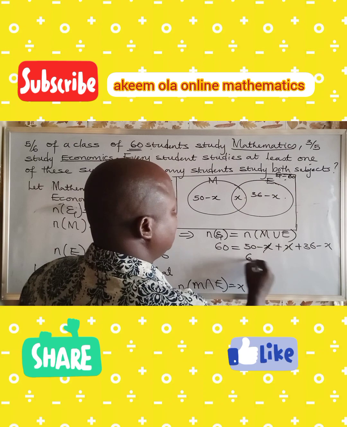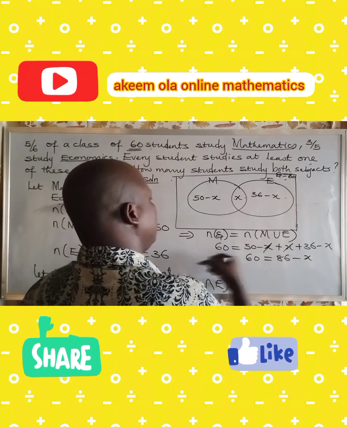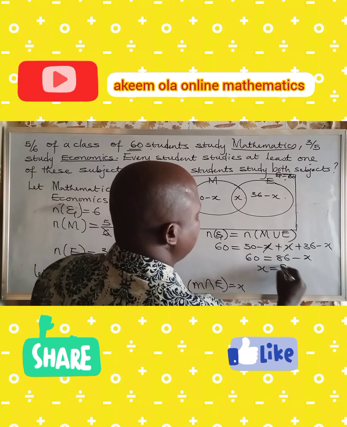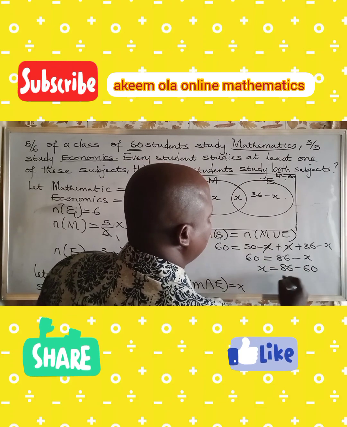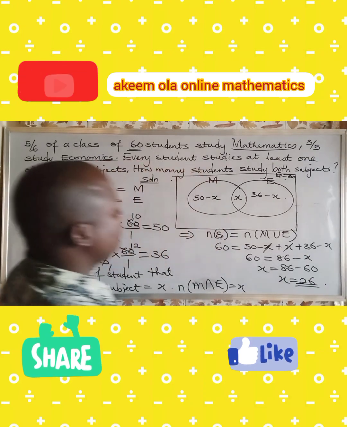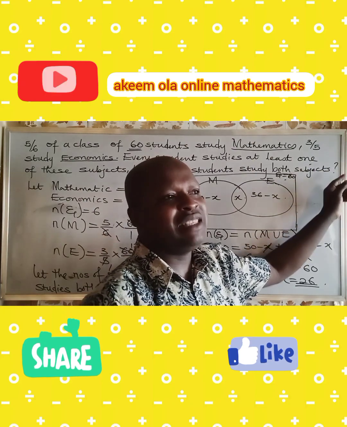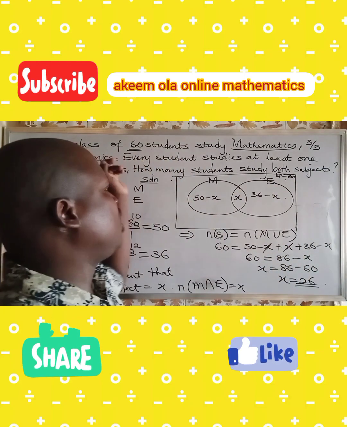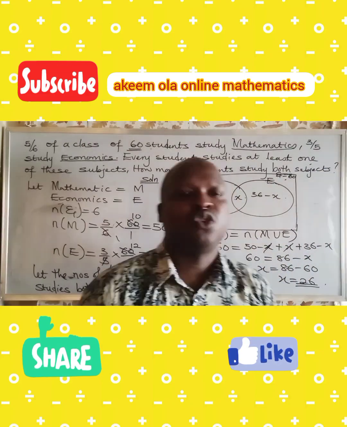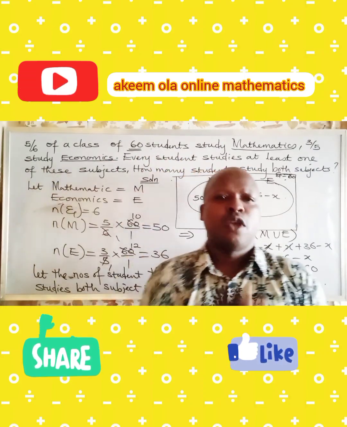From here, the x cancels. That means we have 60 is equal to 86 minus x. Then x will come here. So we have x will be 86 minus 60. Then x will be equal to 26. That means the number of students that study both subjects, that is mathematics and economics, will be equal to 26. We stop here for now and we'll take it up from here next time.